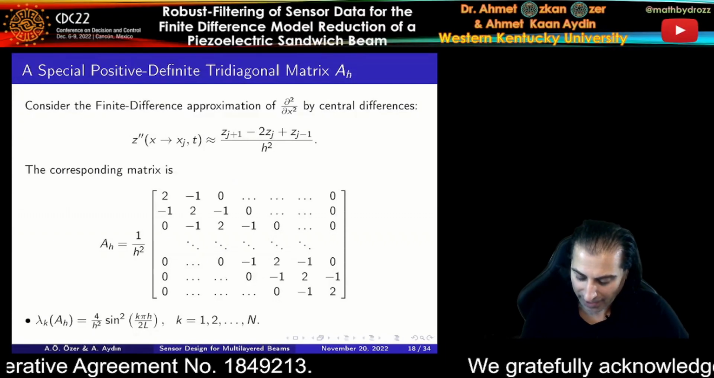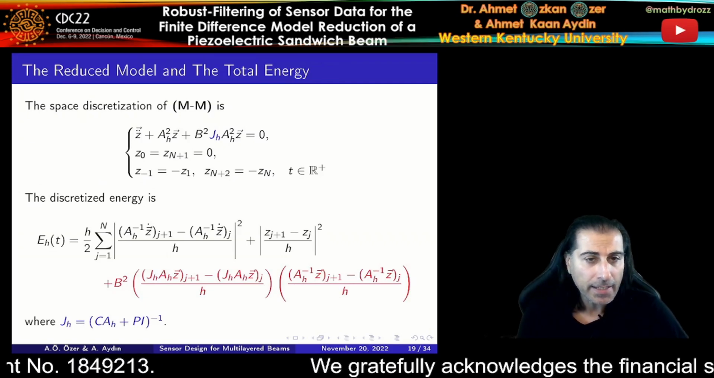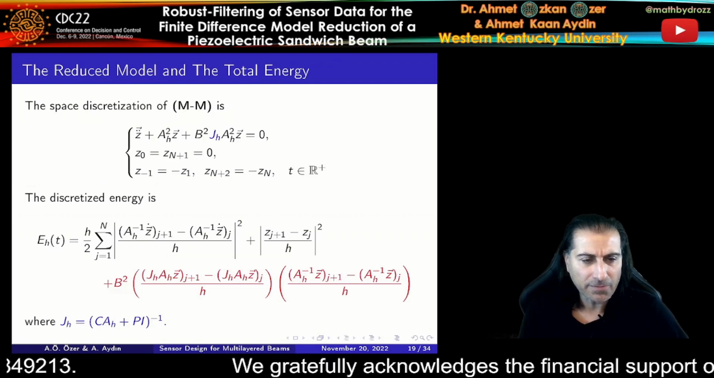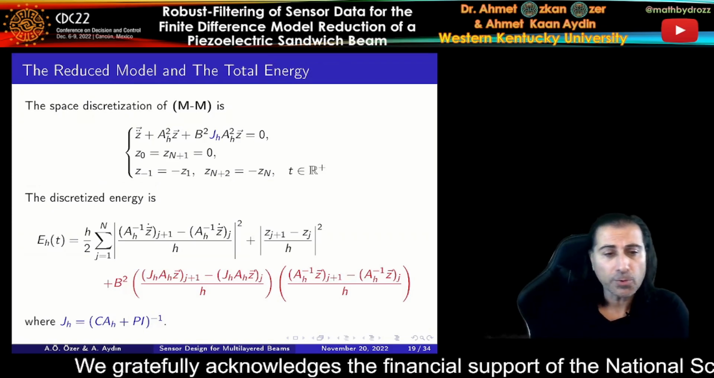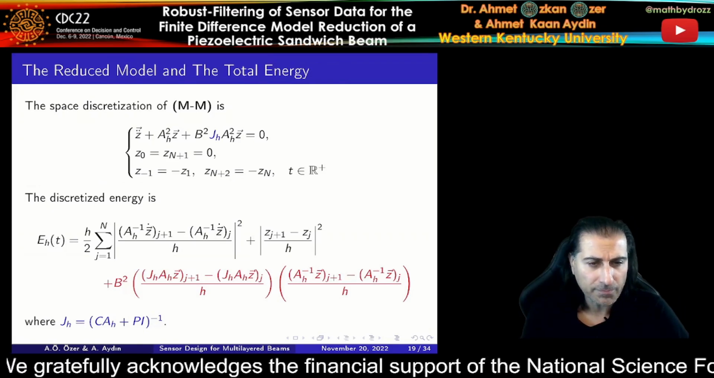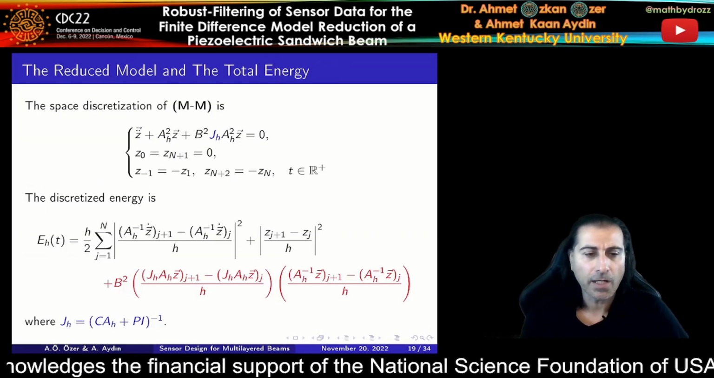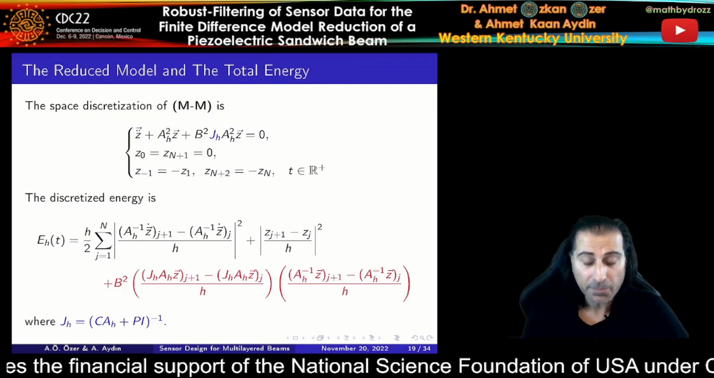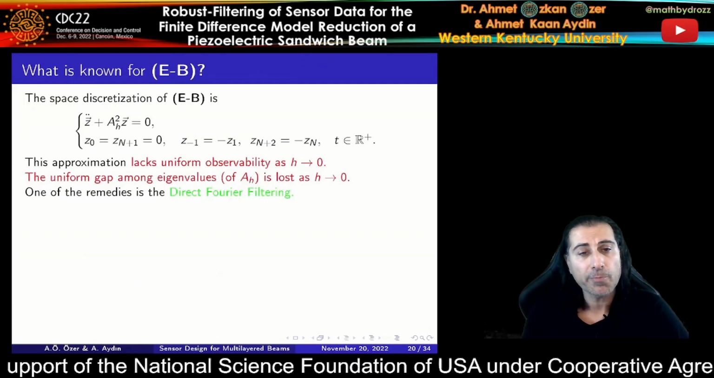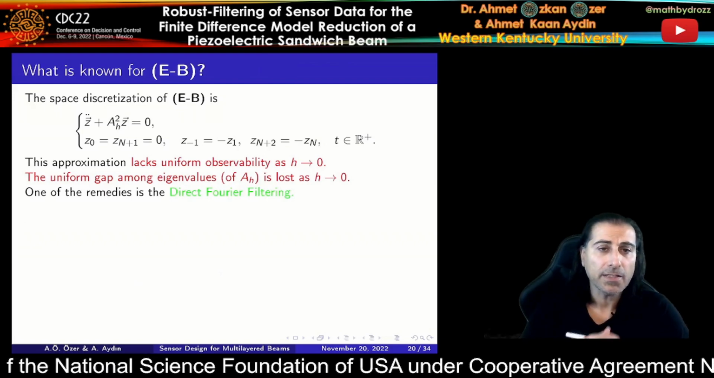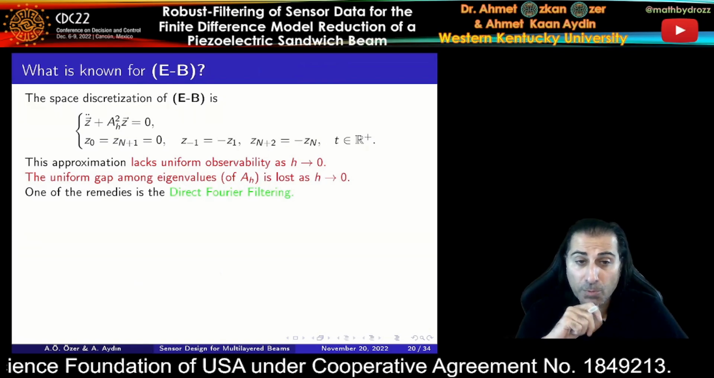All right, since we have A_h, we can write down the reduced model in terms of A_h only. As you can follow from the slide, J is the inverse of C A_h plus I, which is in fact a positive definite matrix. And the lower order energy is also discretized. In fact, we spent a lot of time to come up with a nice discretization, so we can still preserve the conservativeness of the PDE model in the reduced model. One thing that we can observe from our model is that it's a good perturbation of the Euler-Bernoulli beam model, and so what has been done about the Euler-Bernoulli beam model in terms of uniform observability?